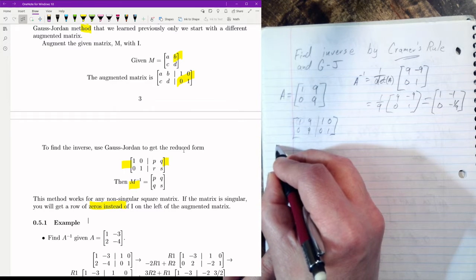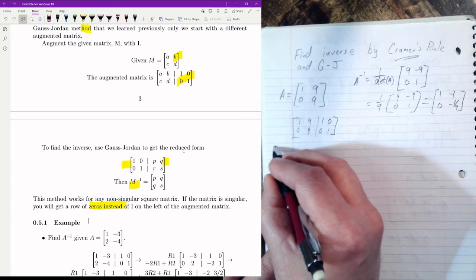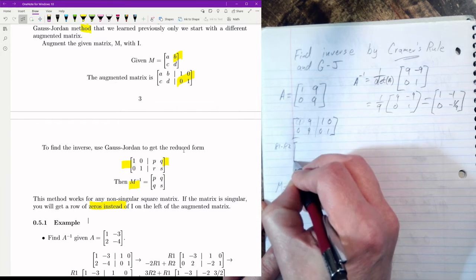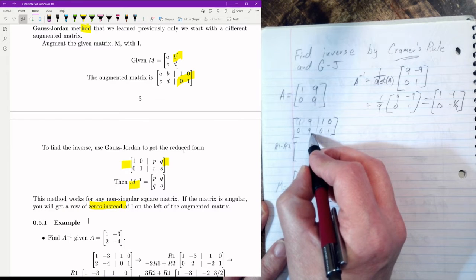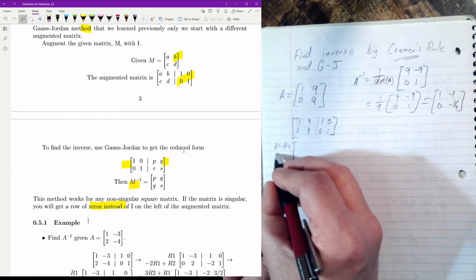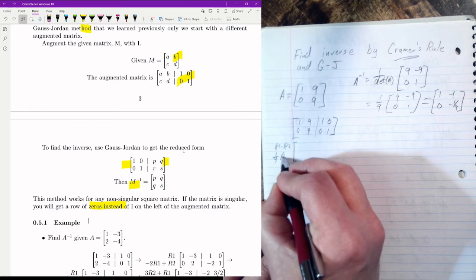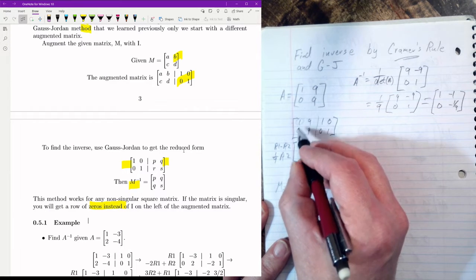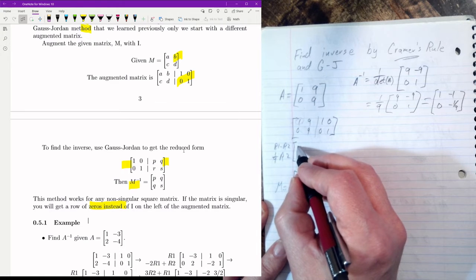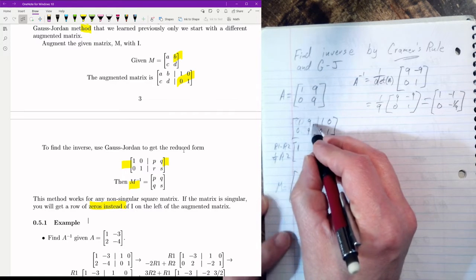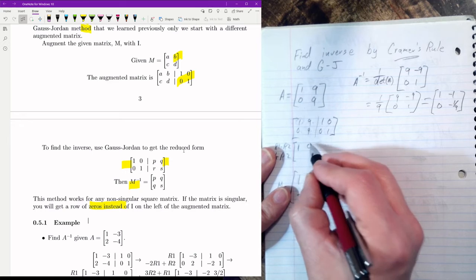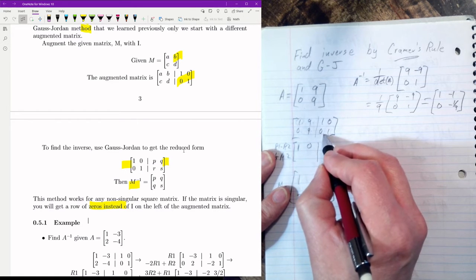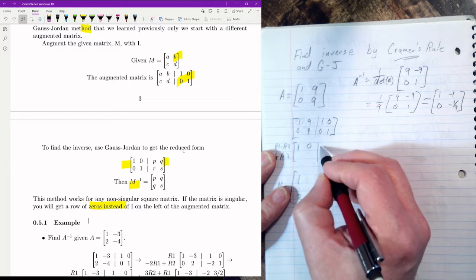So this will be row 1 minus row 2. And then I'm going to divide row 2 by 9. So 1 divided by 9, row 2. And that'll give us 0, 1 minus 0, which is still 1. 9 minus 9, which is 0. 1 minus 0, which is 1.